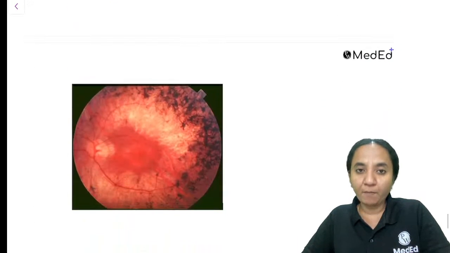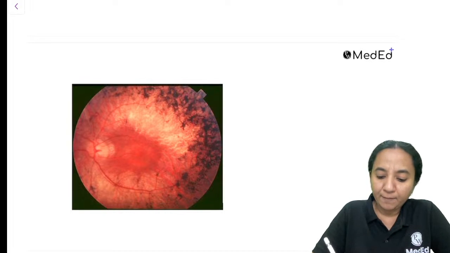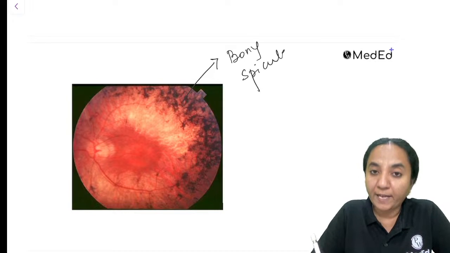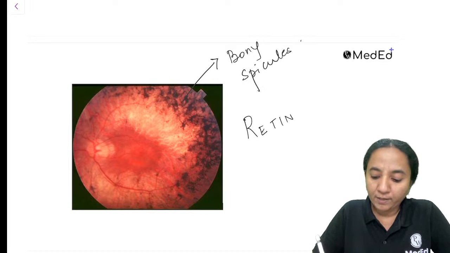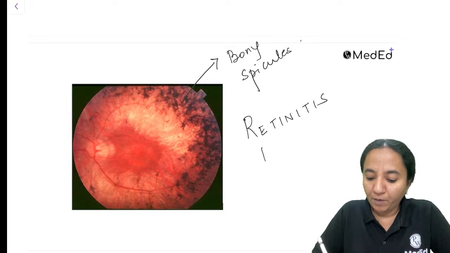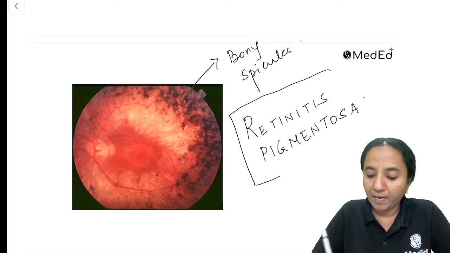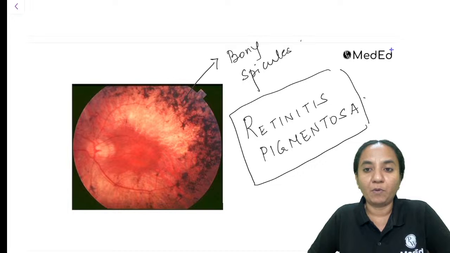Next, another important image, easy to identify. Look at the retina picture and see these black pigments here in the mid periphery. These clumps of retinal pigments are called your bony corpuscles. So what is our diagnosis here? The diagnosis is retinitis pigmentosa. So clumps of retinal pigments in the mid peripheral retina, these are our bony corpuscles, and the diagnosis is RP, retinitis pigmentosa.